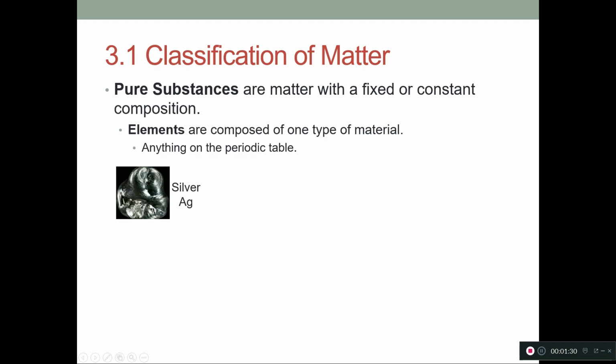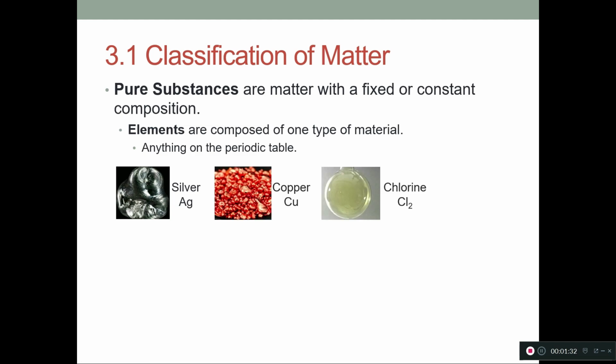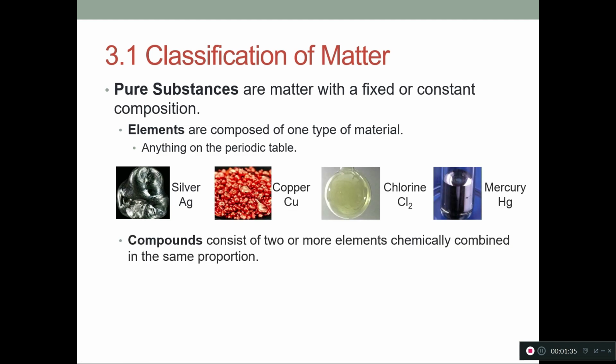So for instance, things like silver or copper or chlorine or mercury. And then compounds consist of two or more elements that are chemically combined, and they're always in the same proportion, meaning that, for instance, if you have something like water, then it always has one oxygen for every two hydrogens. So if you have a container of pure water, you would know that there are twice as many hydrogens in there than there are oxygen. It's always in that same proportion and that same ratio.